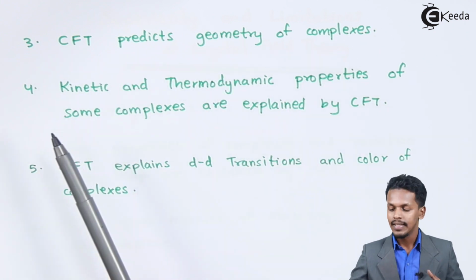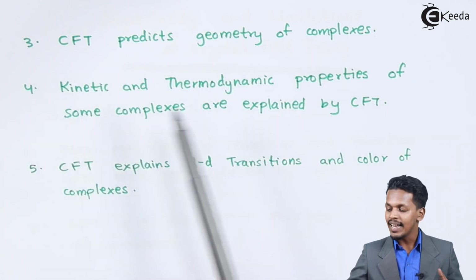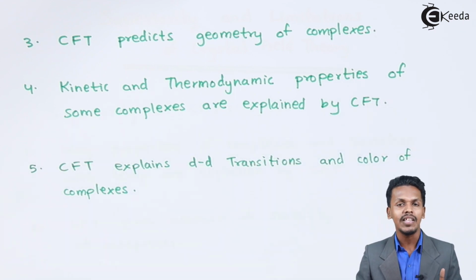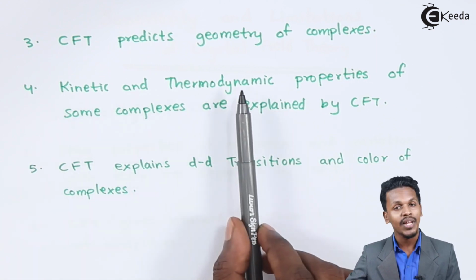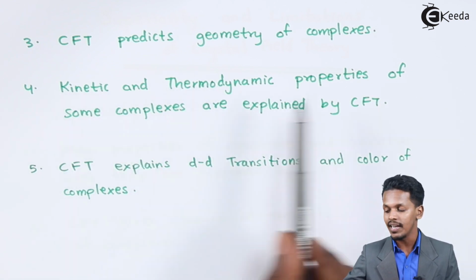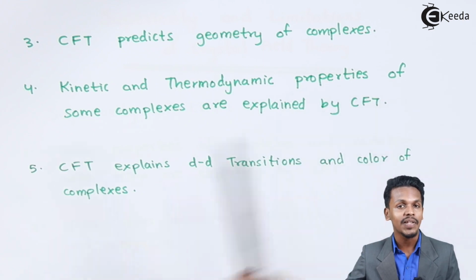That was not predicted through the VBT, but in case of CFT we can predict the geometry of the complex. Talking about the next point, kinetic and thermodynamic properties of some complexes are explained by the CFT. Because of the energy difference and the data we get about the energy levels, we could explain whether the complex is stable or not, kinetically or thermodynamically. Therefore these two properties, depending on the stability, can be explained by the CFT, that is crystal field theory.